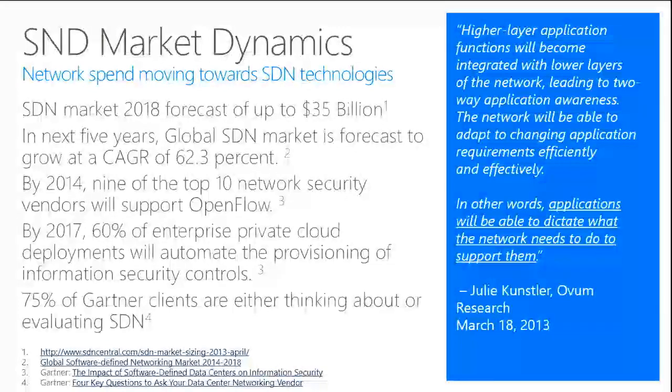And so I just pulled a whole series of numbers here from a variety of different sources. The forecast of the market is looking to be somewhere in the neighborhood of 25 to $35 billion in 2018. In the next 5 years, the CAGR is 62%. This doesn't happen. There just aren't that many cloud scale providers out there to drive this kind of market growth. This is dropping down market into enterprise class network infrastructure and enterprise class network architectures.